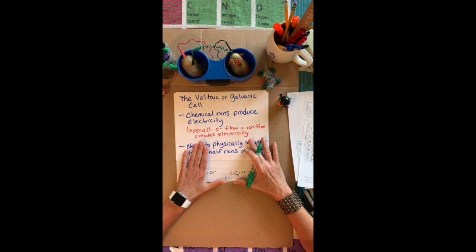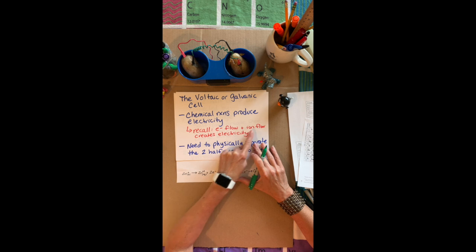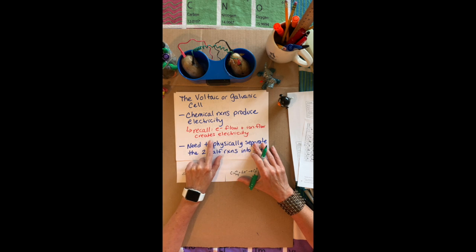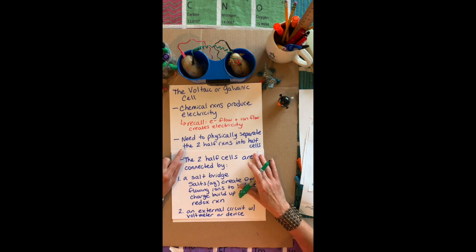And if you recall from previous units, anytime you have electrons flowing or ions flowing, electricity can be generated. How do we generate electricity? There are a few parameters that must be met. Number one, we need to physically separate the two half reactions.